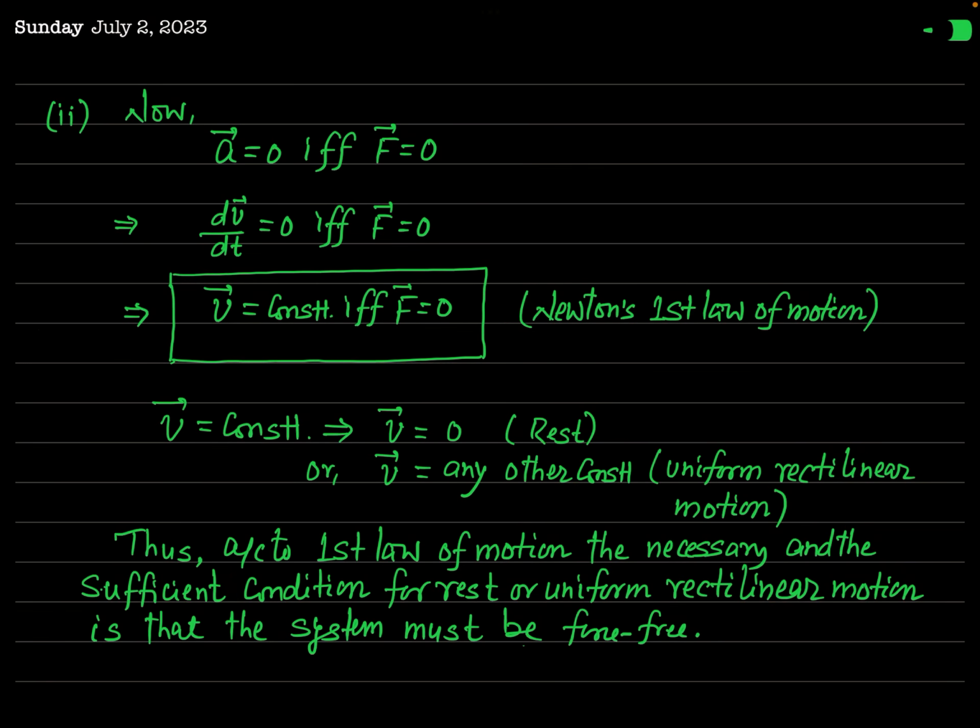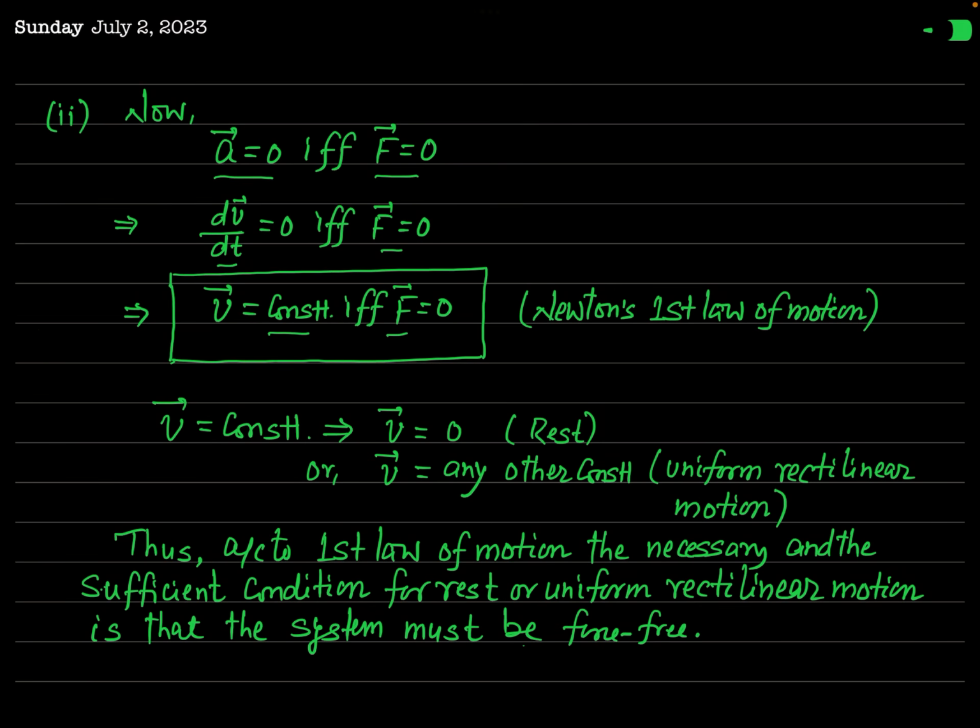As you have seen, according to Newton's first law of motion, a is equal to 0 if F is equal to 0. But you know that a is defined by dv/dt. So you can say that dv/dt is 0 if F is equal to 0. But you know that if the derivative of a function is 0, then according to calculus, that function must be a constant. So since dv/dt is 0, v will be constant. So we can say that v is equal to constant if F is equal to 0.